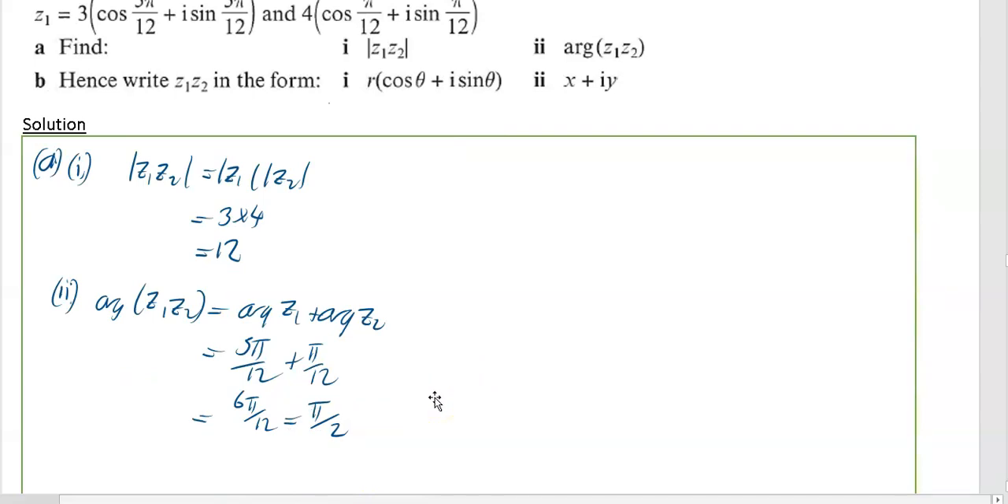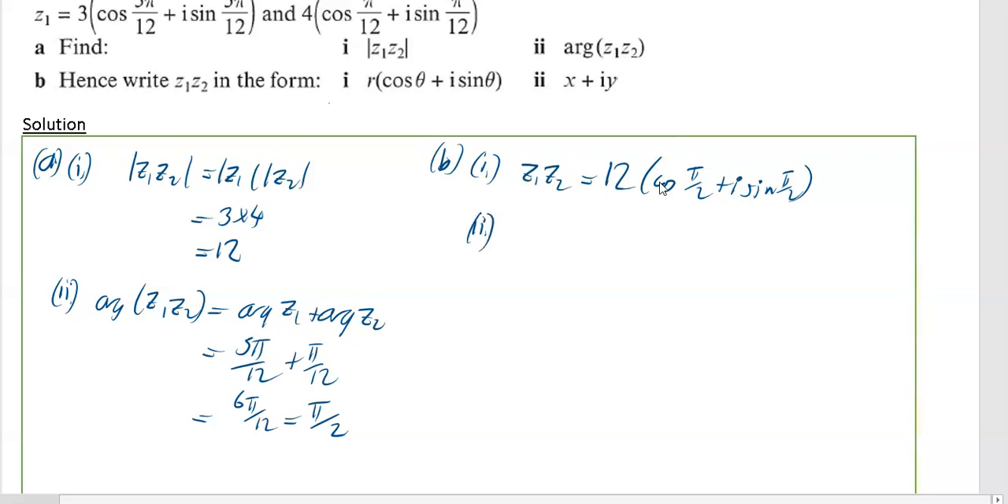Next bit says hence, this is dead easy. Now once you've got this, it says hence write your z1 z2 in the modulus argument form. We know our modulus is 12, and we know our argument is pi over 2, so 12 times cos of pi over 2 plus i sine of pi over 2, and that's it done. There's nothing else you can do with that.